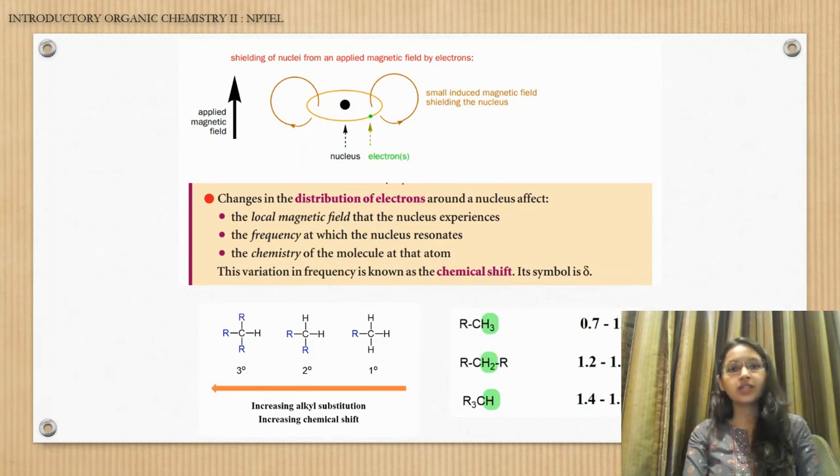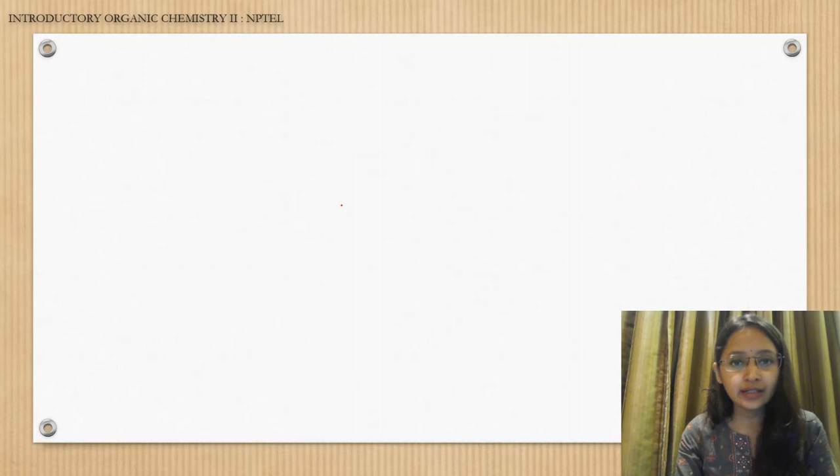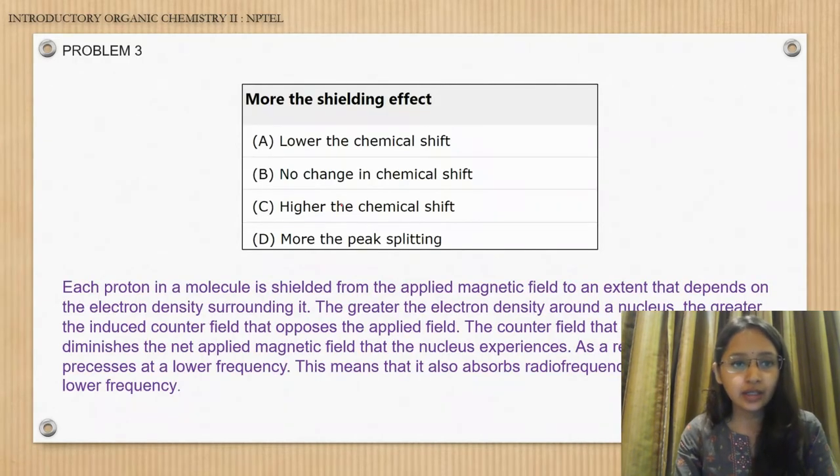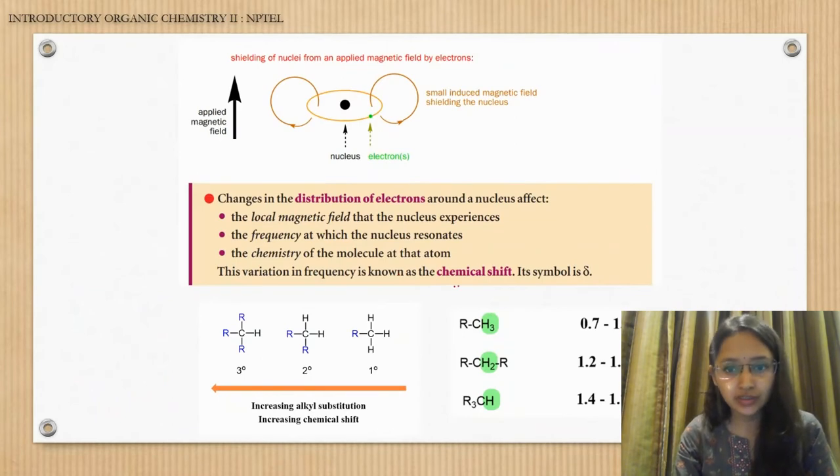So where was I? This is what the shielding effect is. If a nucleus is shielded by the electron density which is surrounding it, then it will resonate at a low frequency. It will resonate early. Low frequency means that it will have an upfield value of the chemical shift. Upfield means that the value will be less for the chemical shift.